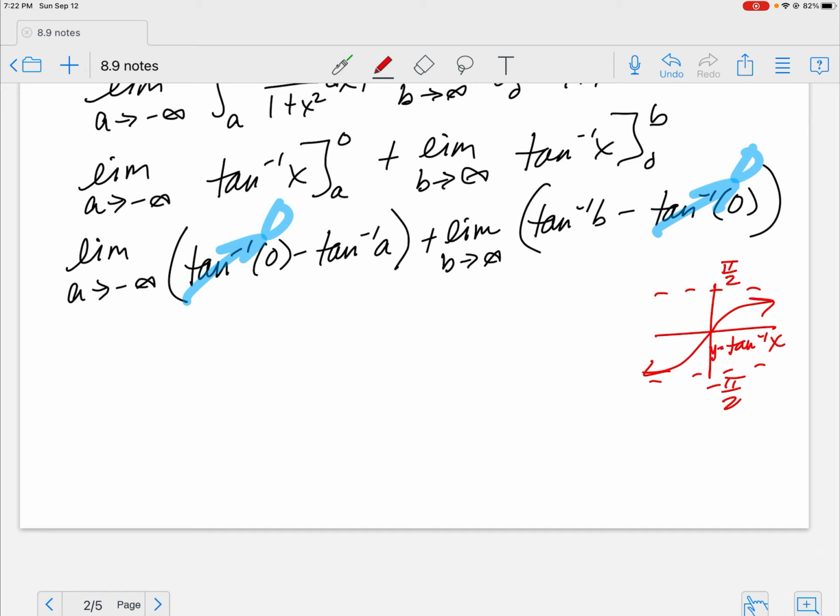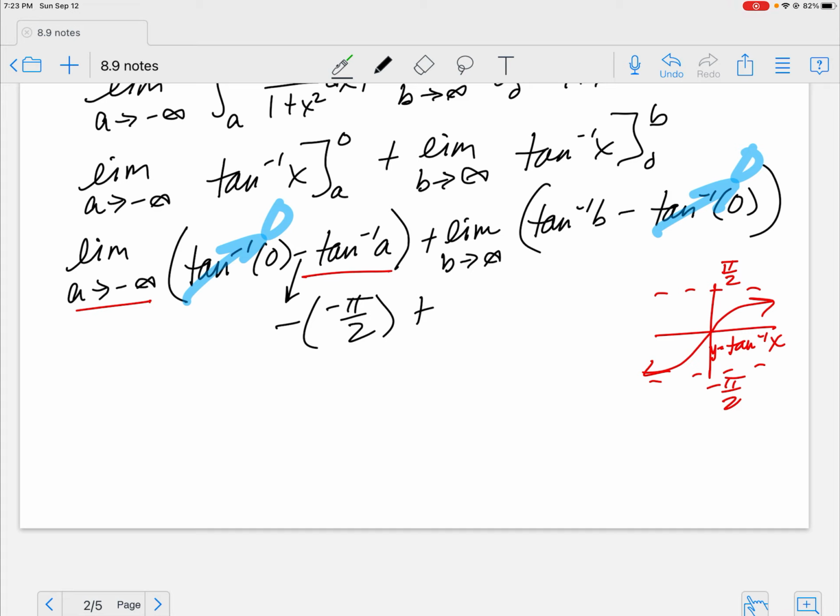What if I'm looking as a approaches negative infinity? What is inverse tangent approaching? Yeah, negative pi over 2. So this negative sign is that one, and I've got negative pi over 2.